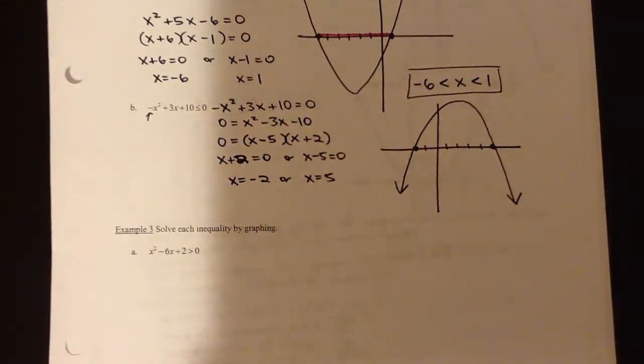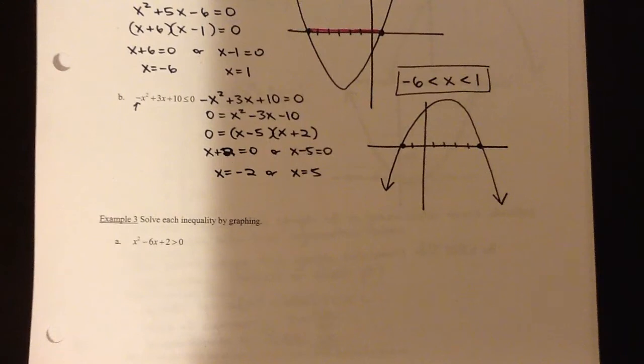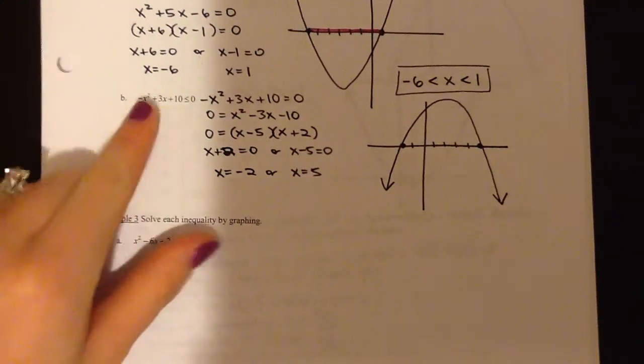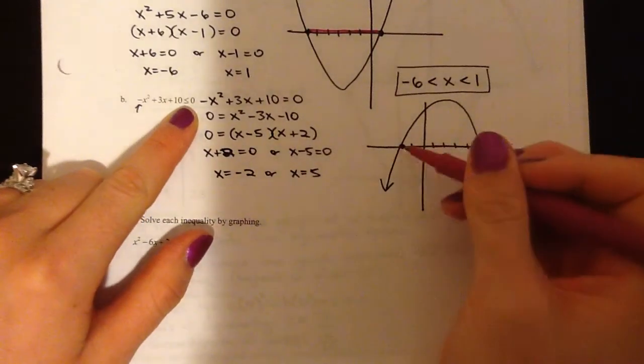I don't need to know the vertex or the axis of symmetry. When I'm doing this type of problem, all I need is the x-intercepts. So it looks something like that. I want to know when this parabola is less than or equal to 0, meaning I want to know when the parabola ends up below the x-axis.